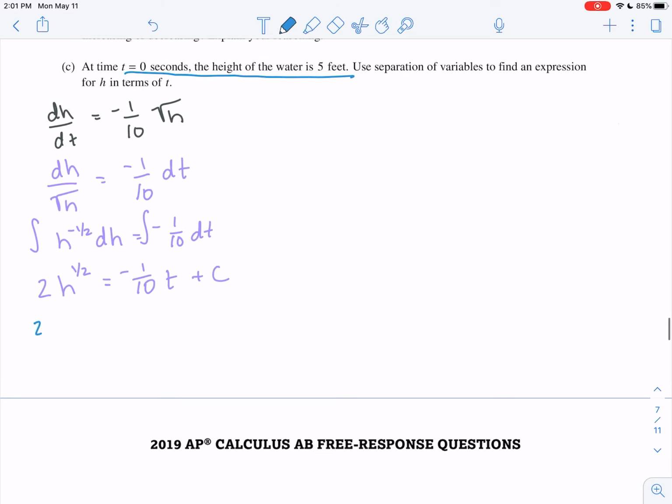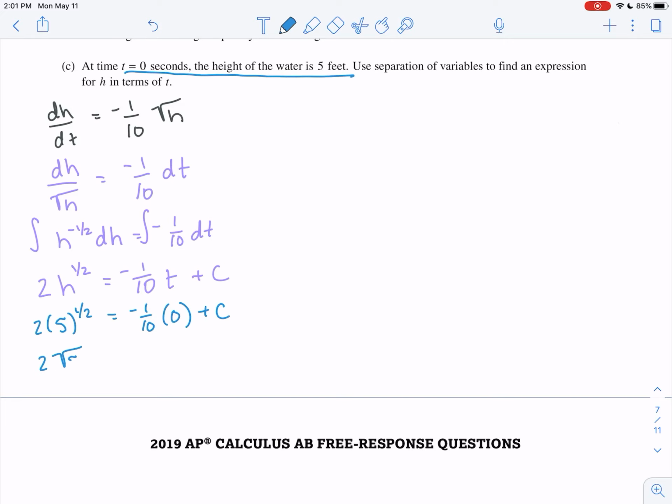So I've got 2 times 5 to the 1/2 equals negative 1/10 times 0 plus c. So I've got 2 square roots of 5. You could absolutely leave it as just 2 times 5 to the 1/2. That's totally fine. So there's c. So now that we've got c, let's come back to the first time we introduced c and plug it back in.